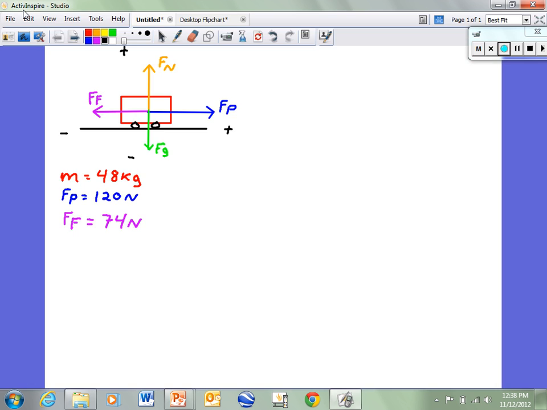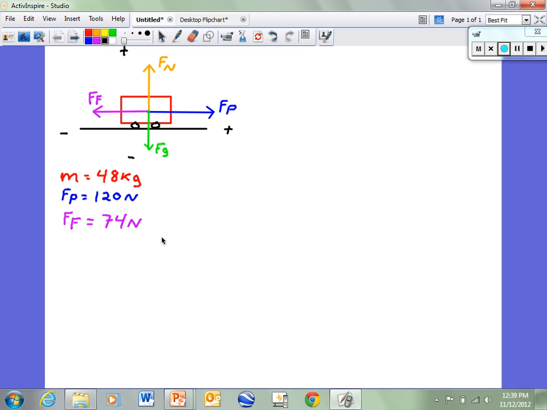First thing we always want to do when we have a forces problem is draw the picture, which I've done already. So we have our wagon right here, force of pull to the right, force of friction to the left, normal up, gravity down. I've also set up my positives and negatives, positive up and to the right, negative down and to the left. I pulled out the numbers from the problem, which is always a good idea to do. My mass is 48 kilograms, force of pull 120 newtons, force of friction 74 newtons.